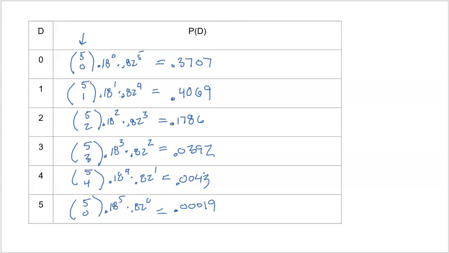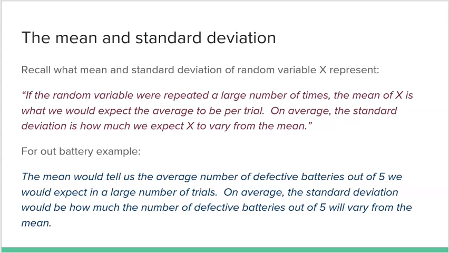All right, guys, so that's how to make a probability model. But remember, that's not even what this video is about. This video is all about finding the mean and standard deviation, the parameters of the random variable. So let's do a quick recap on what the mean and standard deviation of a random variable are. If the random variable were to be repeated a large number of times, the mean of x is what we would expect the average to be per trial in the long run. It's basically saying on average. The standard deviation is how much we expect x to vary from the mean.